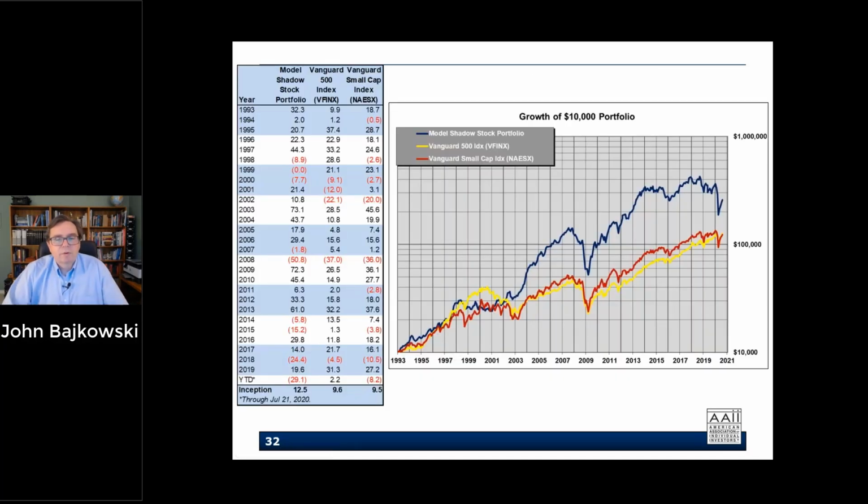Now, let's look at performance. This is what the shadow stock performance has been year by year. There's a log chart here, and long-term performance going back to '93, the shadow stock has done very, very strongly. It's had a return of 12.5% annualized, through yesterday. So the rate of return has been great long-term. It's outperformed in a number of years the S&P 500 as measured by the VFINX, the Vanguard Index 500, which had a rate of return of 9.6% over those many years.